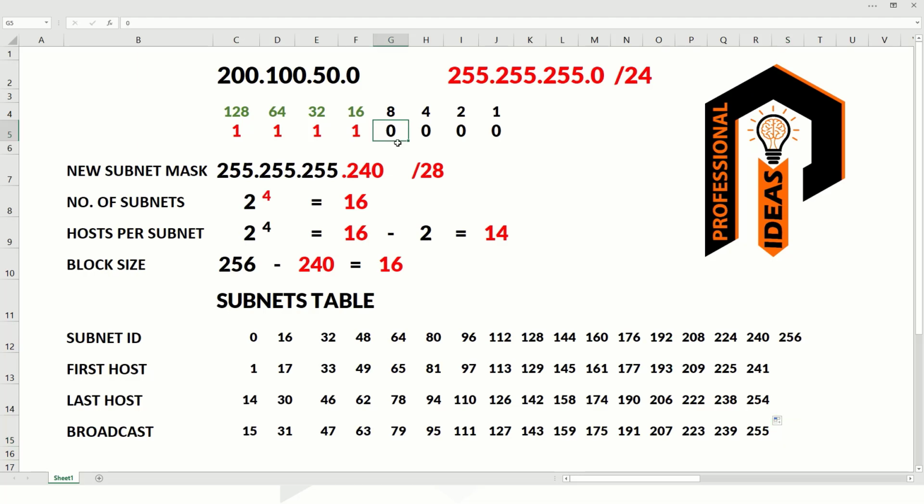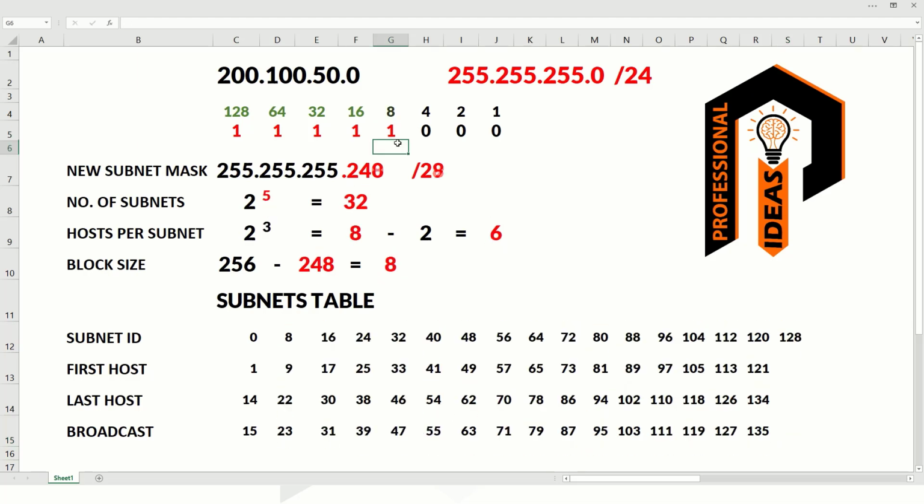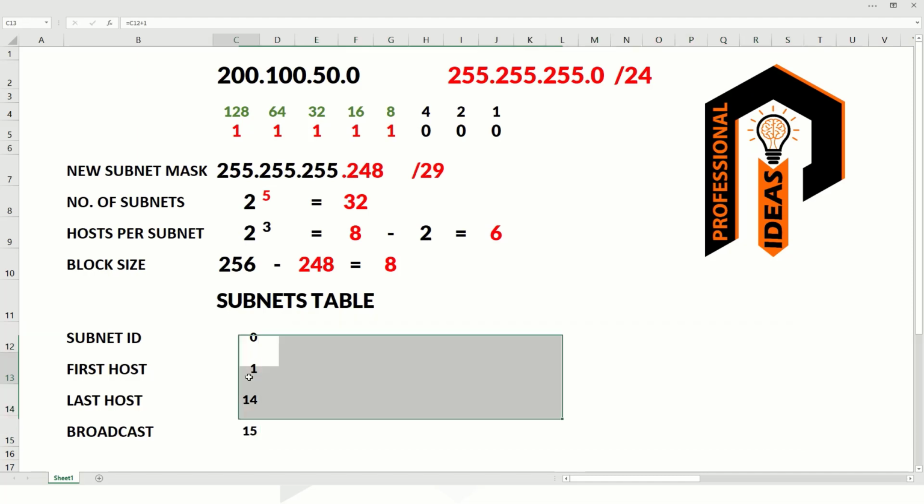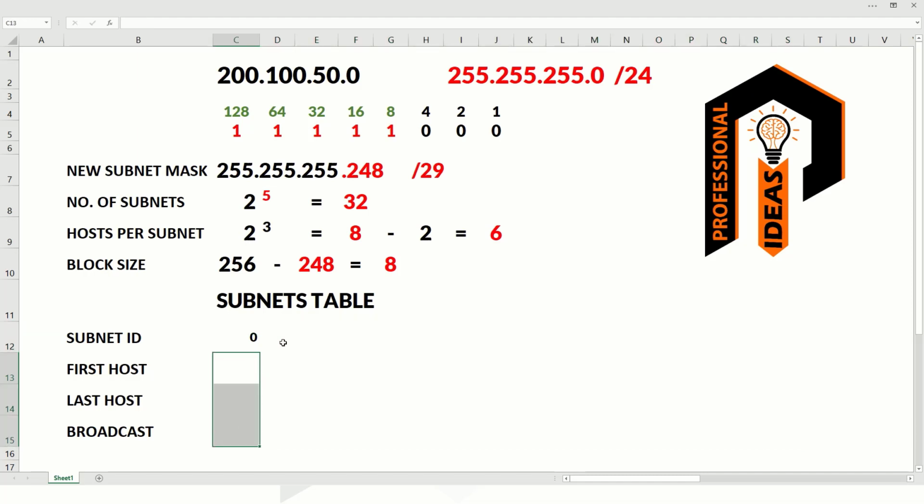For /29, we will have to borrow 5 bits. New subnet mask will be 255.255.255.248, and by following the procedures in previous example, we will get subnetting table of /29.